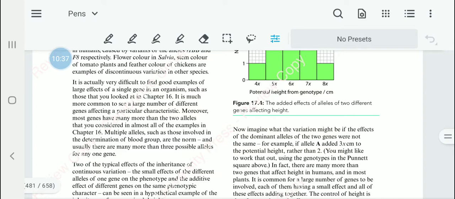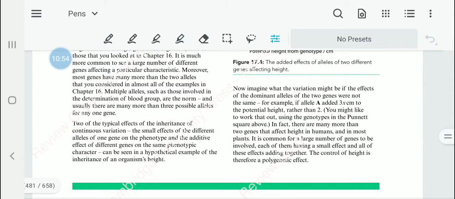So most of these alleles actually characterize a single gene. For example, they say that there are more than 3 possible alleles for a single gene. So these will affect the continuous and discontinuous variation in different ways. Now, when you take a continuous variation, the small effects of the different alleles of one gene on the phenotype and the additive effect of different genes on the same phenotypic character is seen in the hypothetical example of height.